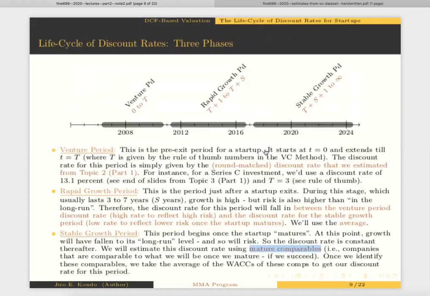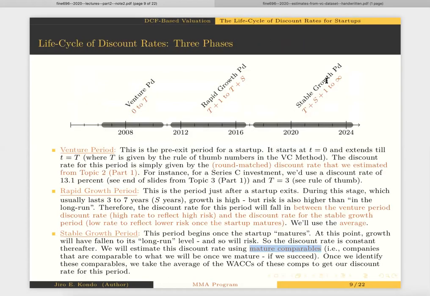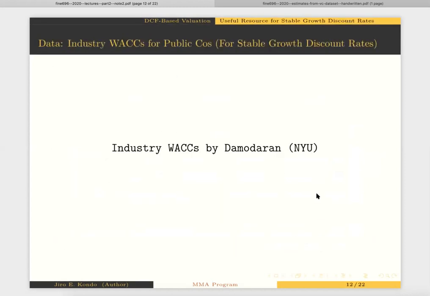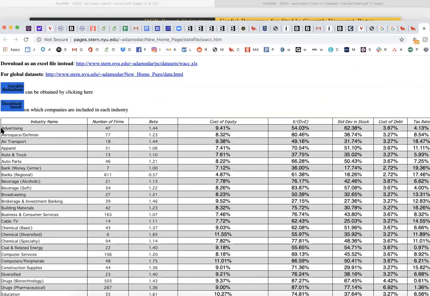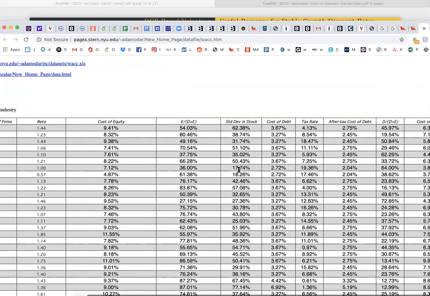So you can either build your own estimate for stable growth discount rates by picking your own set of mature comparables, or in practice, you can use a respectable source of these WACC estimates in the public domain, like this link by Damodaran. If you click on this, you'll see, for instance, the average publicly traded company in the auto parts industry has a weighted average cost of capital.